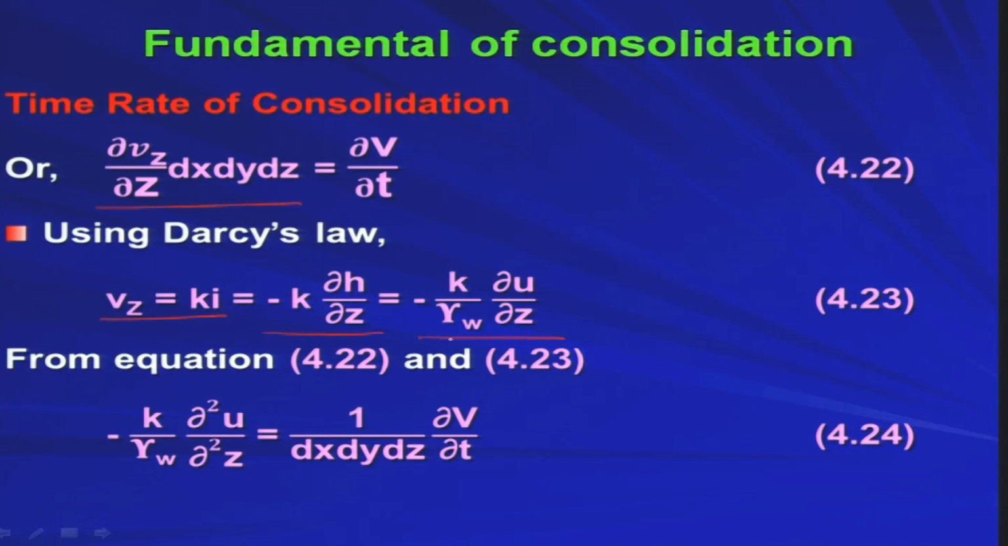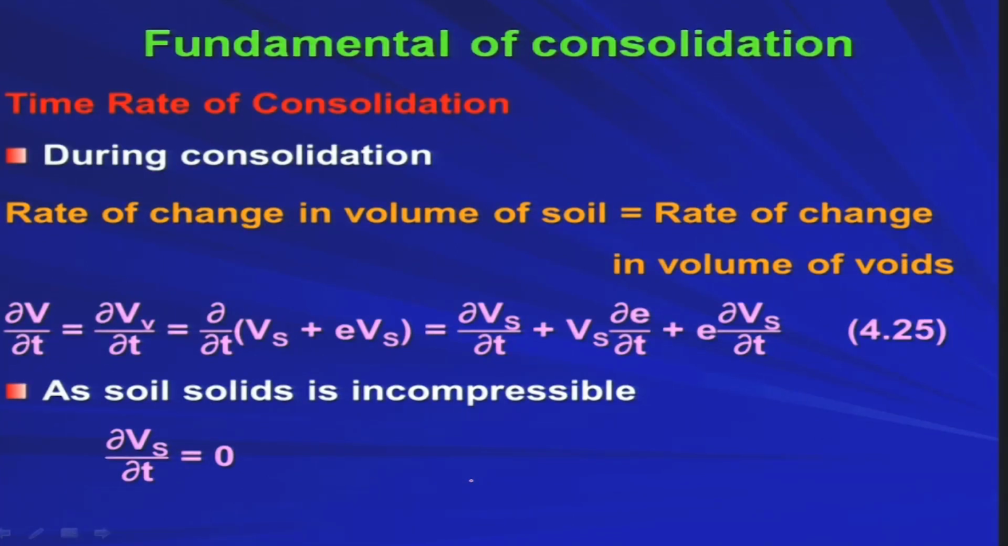Now, from equations 4.22 and 4.23, from these two equations I can write in place of ∂Vz/∂z, k by gamma w ∂²u/∂z² is equal to 1 by dx dy dz into ∂V/∂t, very simple. Now, during consolidation the rate of change in volume of soil is equal to the rate of change in volume of voids. Already several times we have discussed this. Whatever change is happening in the volume of soil is nothing but equal to the change in volume of voids.